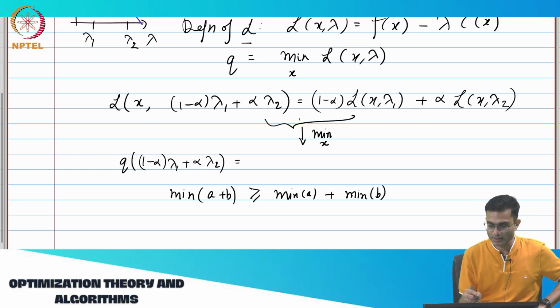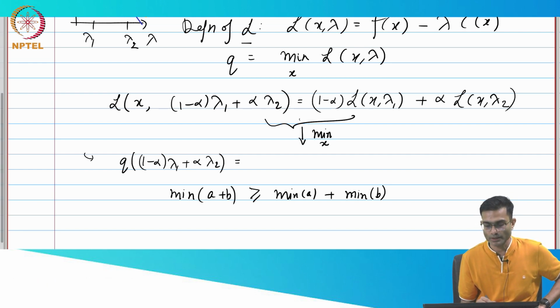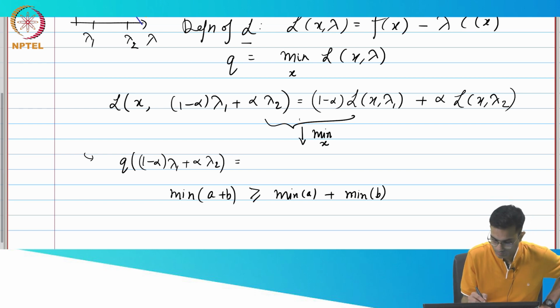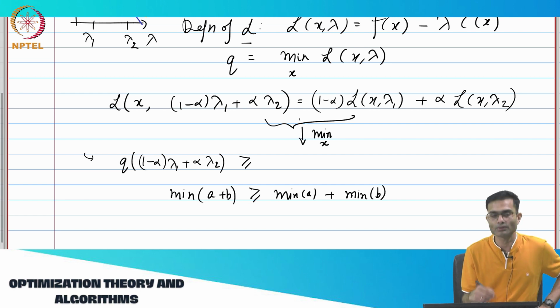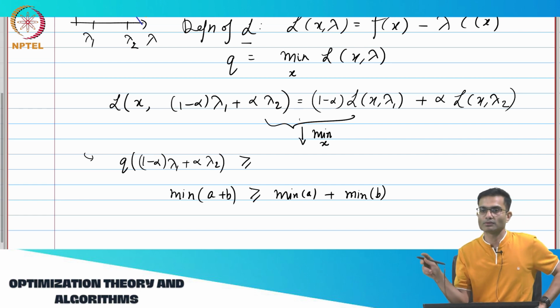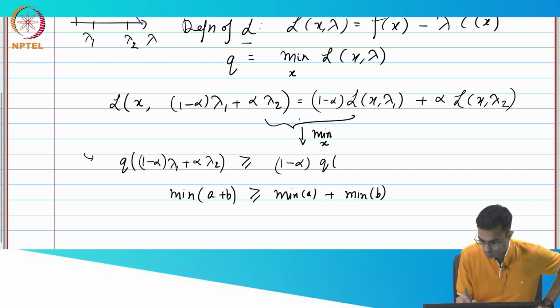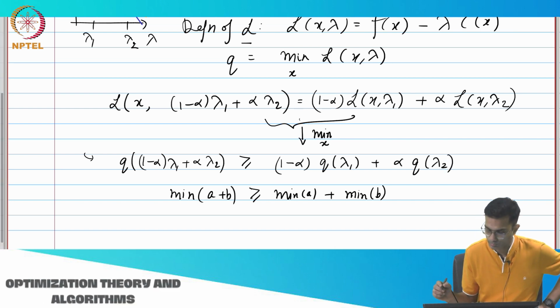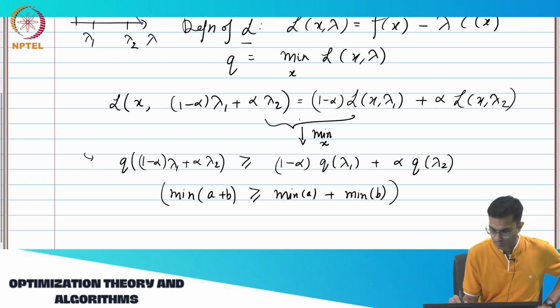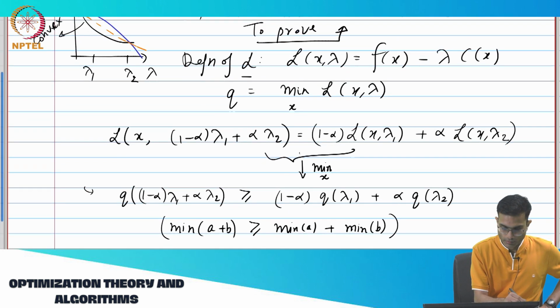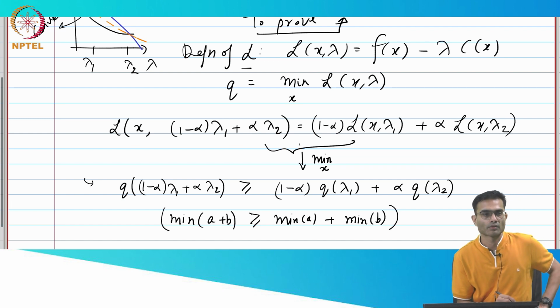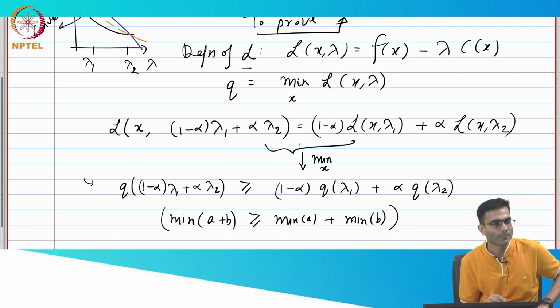Alright, so on the left hand side I have Q of this expression, and on the right hand side I don't have Q of this plus Q of that. Instead what will I have? This will become greater than or equal to. Now I can apply the minimization on each of these separately. So this would become 1 minus alpha times Q of lambda 1 plus alpha times Q of lambda 2. Actually we are done. This is what we wanted to prove.